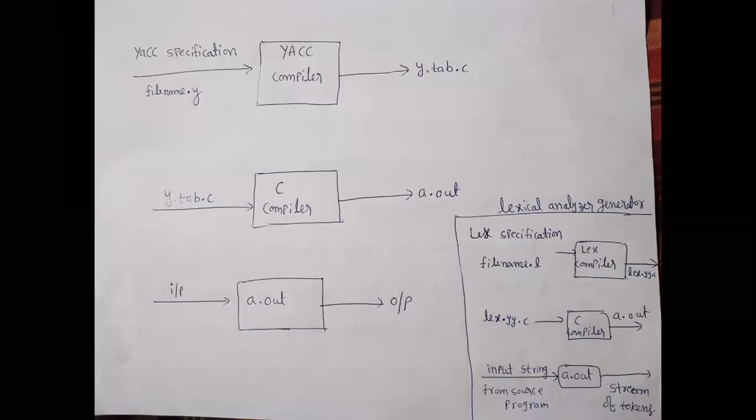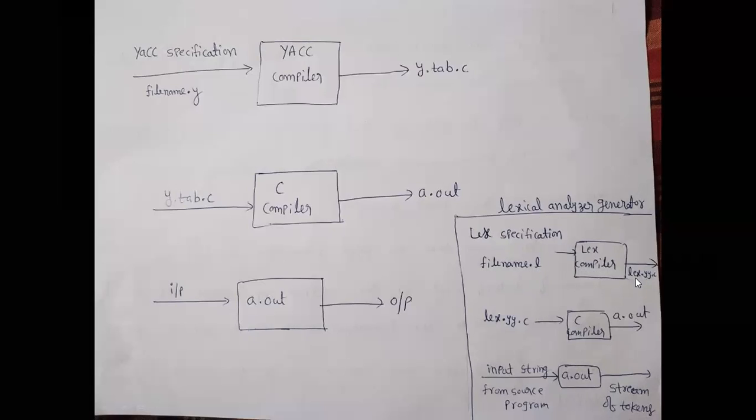Okay, so what about this one? It is a lexical analyzer generator. In this lexical analyzer generator, we are using the lex specification, that is file name dot l. All of you already know what the extension is for the lex program: dot l. So we are using file name dot l, and by using the lex compiler, we are converting this file name dot l into lex dot yy dot c.